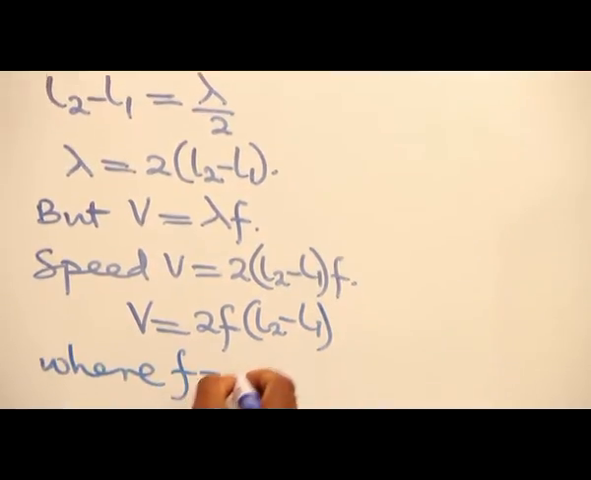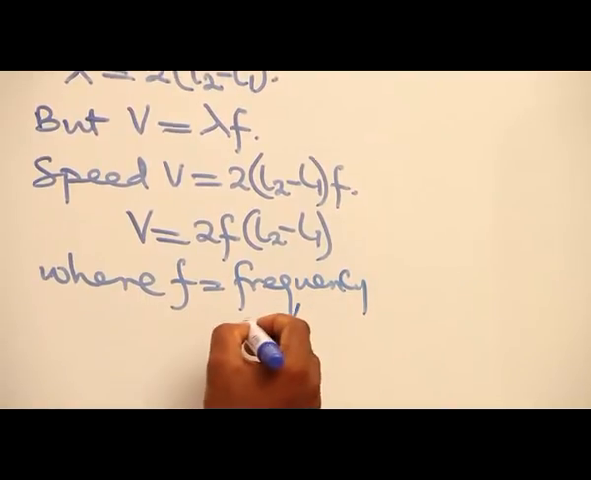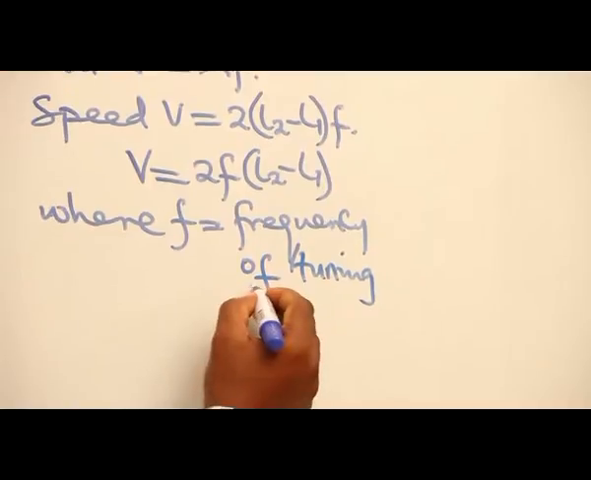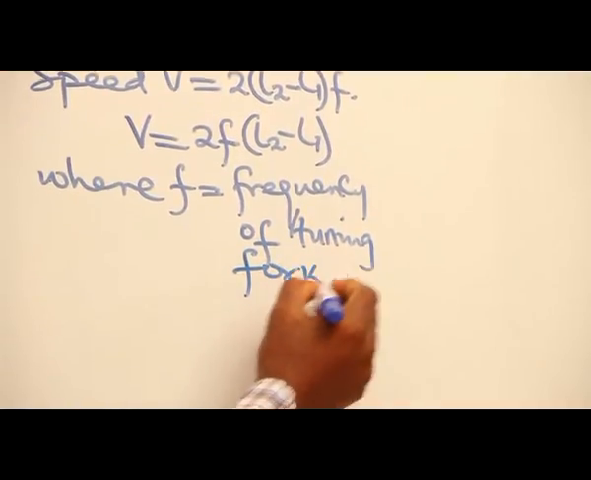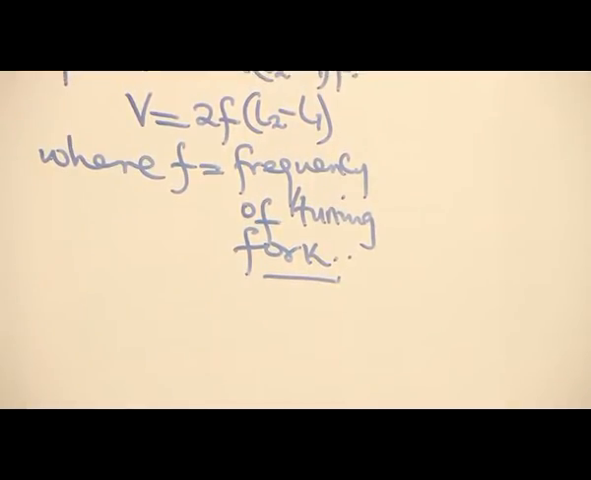where F is the frequency of the tuning fork. This is the second and final method of determining the speed of sound in air using resonance method.